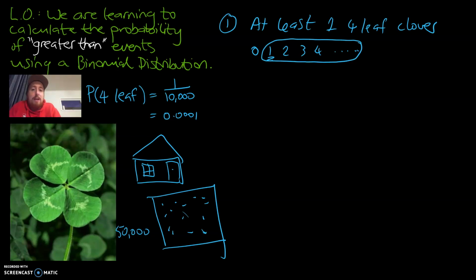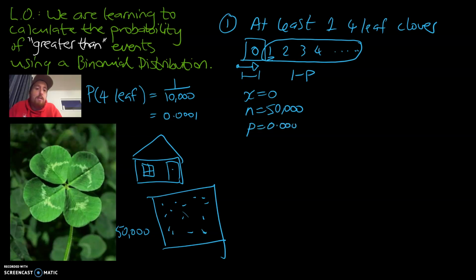But the only issue is, like the other percent modes, the calculator only works from left to right. So what we're actually going to have to do is find the probability of the beginning group, and use the 1 minus p trick to find the probability of the top group, or one or more. So let's think of that last group. Well, that group is only x equals 0. And the number of trials, that's 50,000. And the probability of finding one, that's 0.0001.